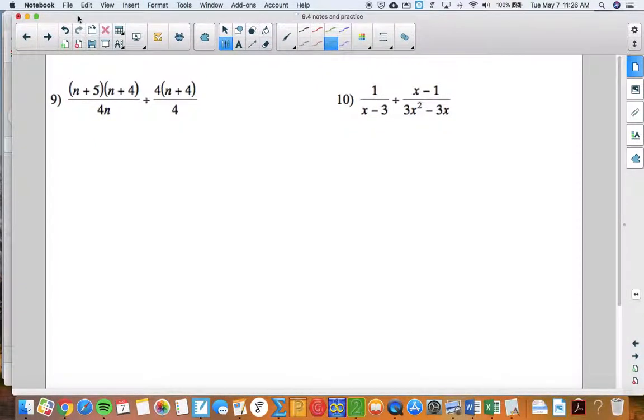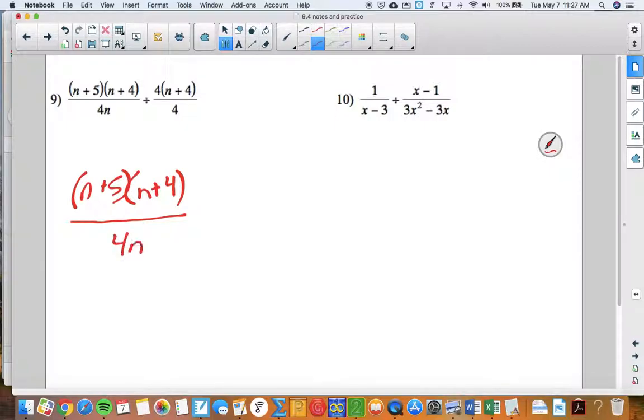Alrighty, last couple. Oh boy, what are we doing here? We're not multiplying fractions together, we're dividing them. So when I divide fractions, I need to change that into multiplying by the reciprocal. So I'm going to rewrite this. These you should rewrite, although this one's easy enough to change, but I'm going to practice what I preach. So n plus 5 times n plus 4 divided by 4n. You keep the first fraction as it is. Now you switch this to multiplication.